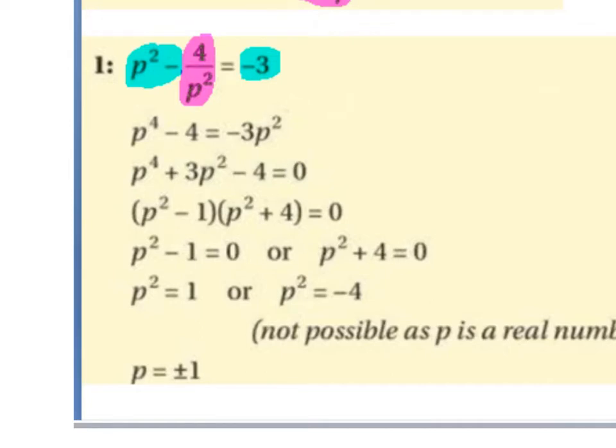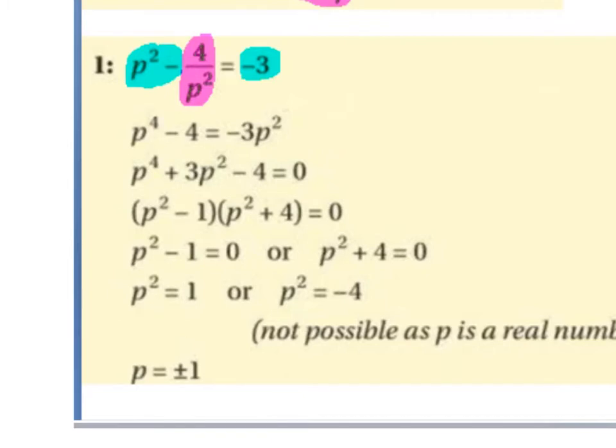Next we're going to factorize. So since this is p to the power 4, we've got p² in the front of this bracket and p² in the front of that bracket. The factors of -4 are going to be 2 times 2 and 1 times 4. So we're going to have -1 times positive 4, because -1 + 4 is 3. Next we're going to let the first bracket equal to 0. So p² - 1 equals 0. So p² is equal to 1. So p is equal to the square root of 1, which is plus or minus 1.